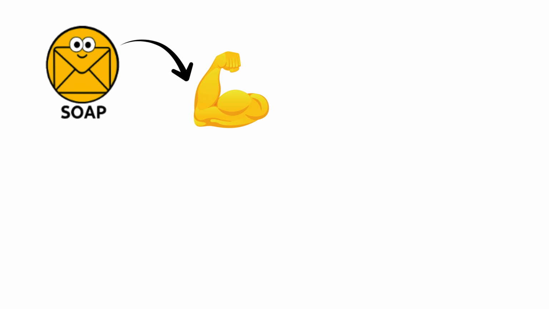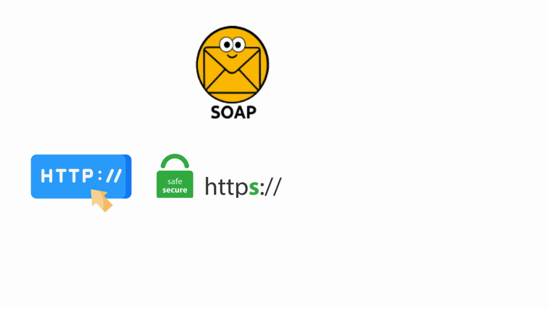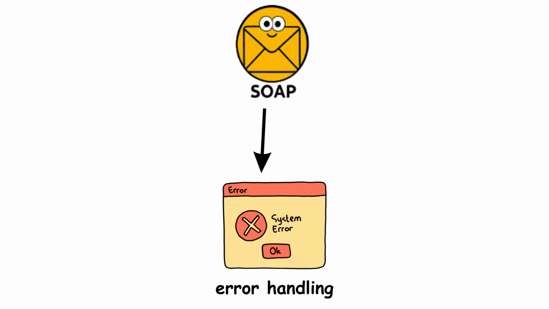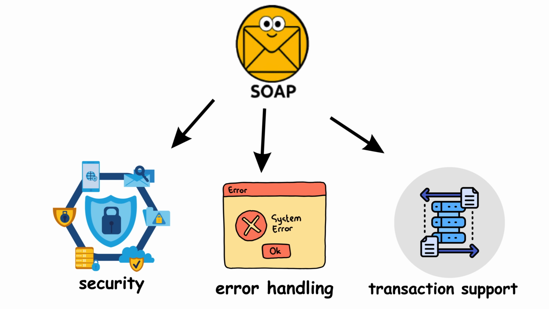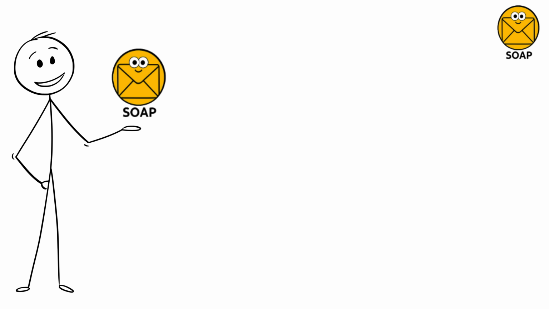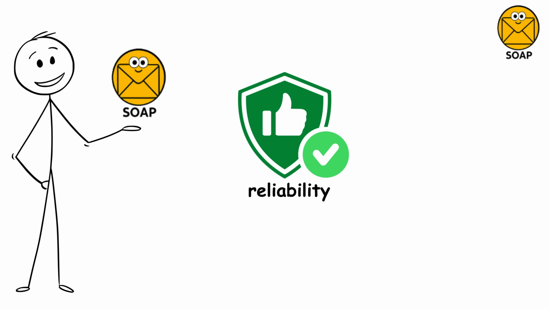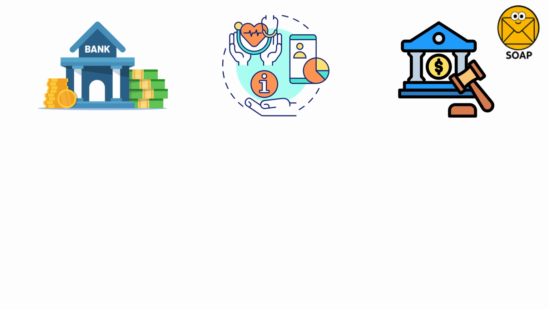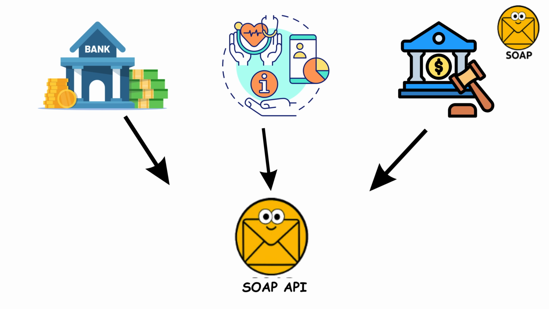One of SOAP's strengths is that it's protocol independent. While it's most commonly used over HTTP or HTTPS, it can also run on SMTP, TCP, or other protocols. And because it has built-in standards for error handling, security, and transaction support, SOAP is often trusted in industries where reliability and precision matter most. That's why banks, healthcare providers, and government systems still rely heavily on SOAP today.